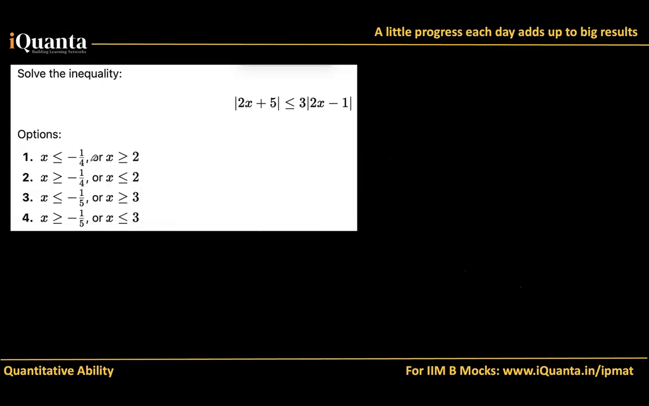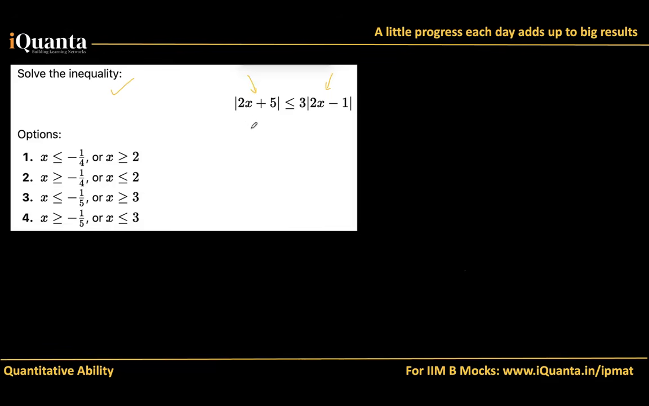Okay, let's come to the next question, which is around modulus. Solve the inequality mod 2x plus 5 less than equal to 3 mod 2x minus 1. There are various ways to solve this. You can take the critical points as well, and then there'll be three ranges. Critical point for this mod is minus 5 by 2, critical point for this mod is half. But in that way, you will be forming three equations, three ranges. There'll be a lot to do.